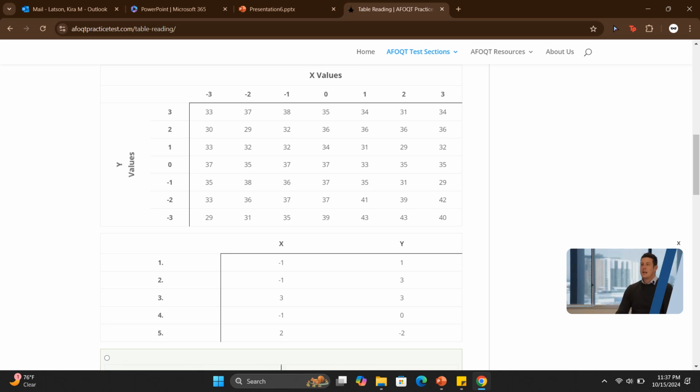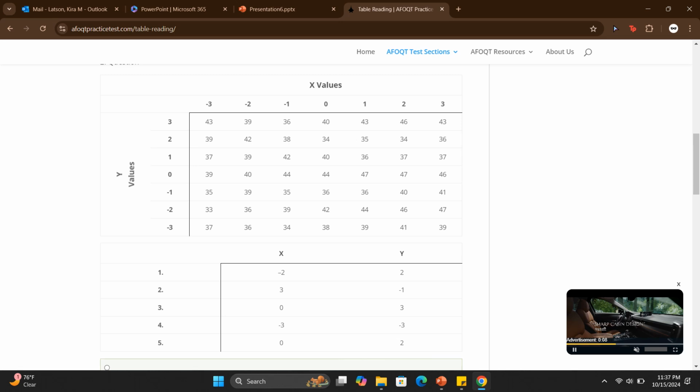If we're trying to find -1 to 1, the answer is going to be 32. I meant 32. If we're trying to find -1, 3, it's right there, so the answer is 38. Now, 3, 3 is right here: 34. Usually about at this mark you can figure out the answer without having to waste time on these last two questions. For the benefit of the doubt though, -1, 0 is 37, and 2, -2 is down here, so that's 39.